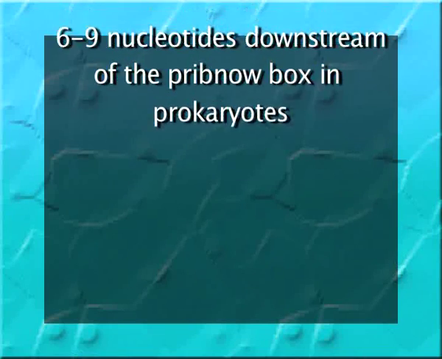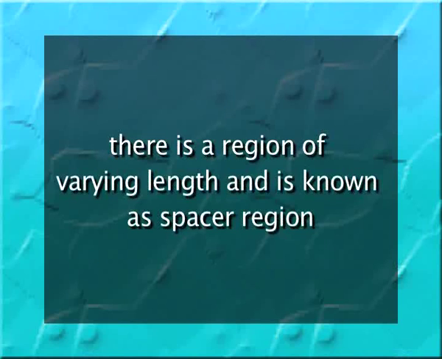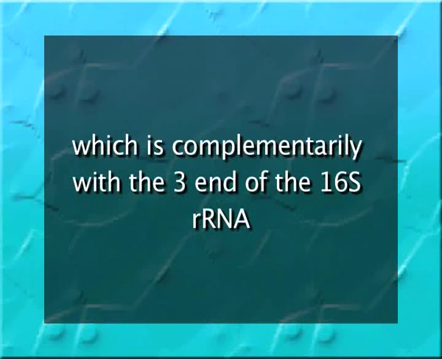It is located between 6 to 9 nucleotides downstream of the Pribnow box in prokaryotes. Following the transcription start site, there is a region of varying length known as the spacer region. In prokaryotes, it is followed by a region which has complementarity with the 3' end of the 16S rRNA.